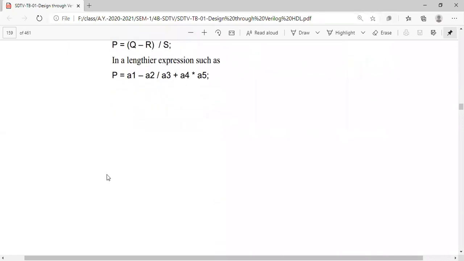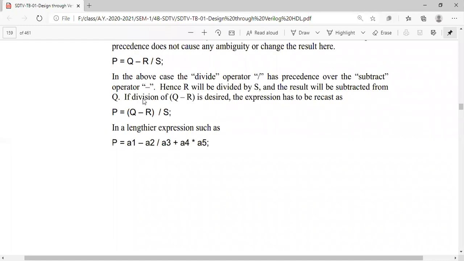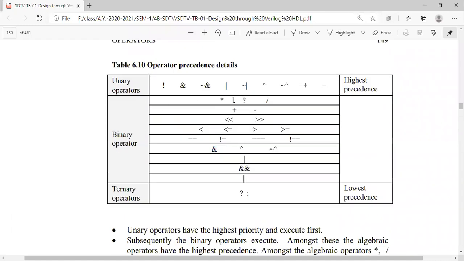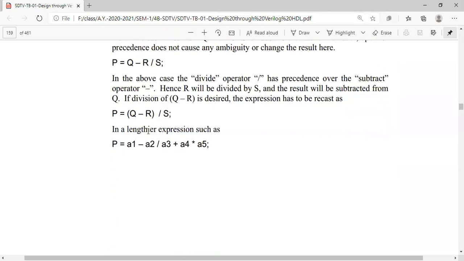So generally, we used to find these types of questions, right? Say it's a lengthier expression. We should know this table exactly, right? First, we have to take the help of multiplication, then division.